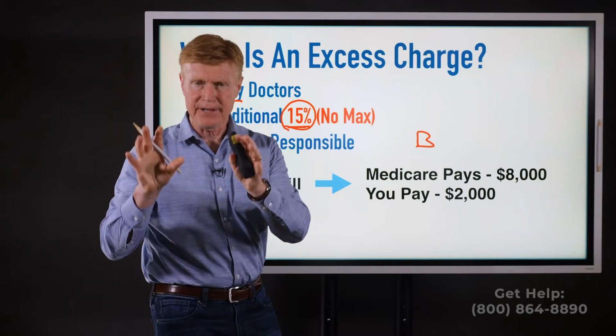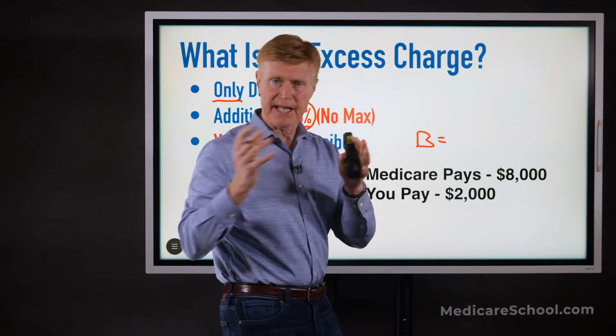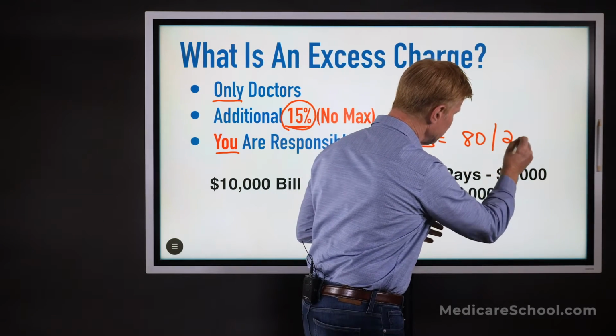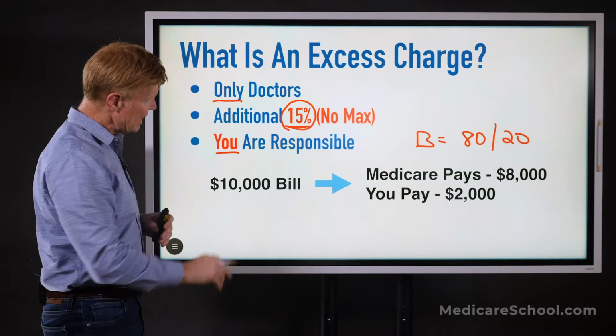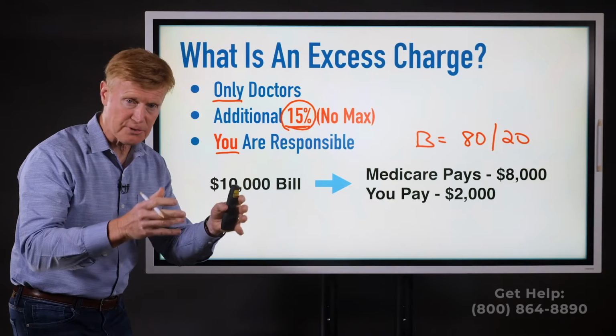A is going to pay the hospital, but B is going to take care of the surgeon and the anesthesiologist. So anything in Medicare B is 80-20. Medicare pays 80, and you're responsible for the 20% coinsurance. And so again, we have a surgeon who has been approved to do a surgery for $10,000.